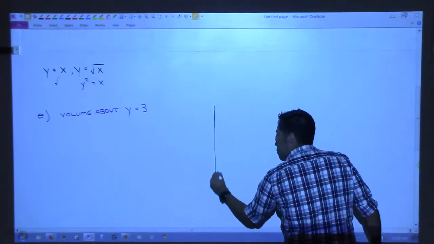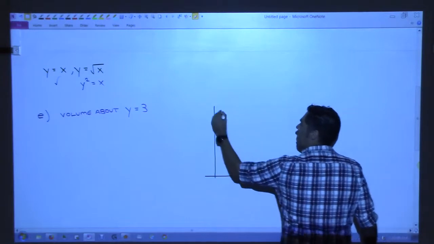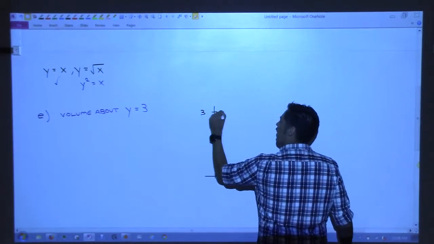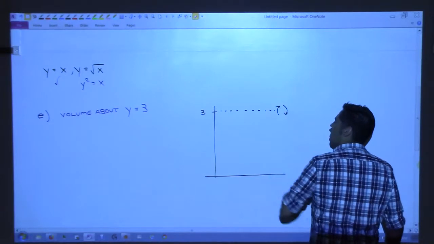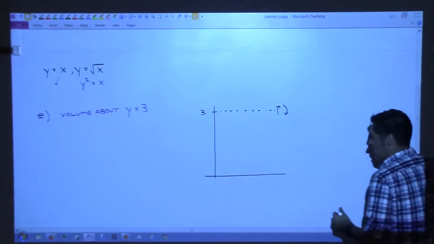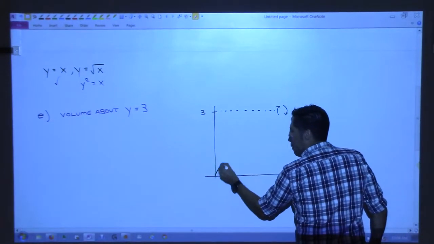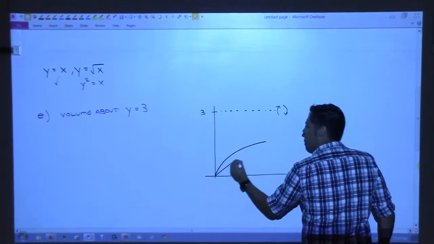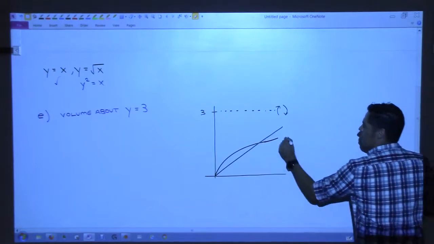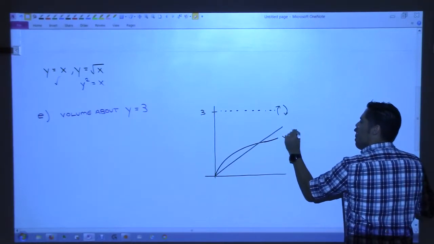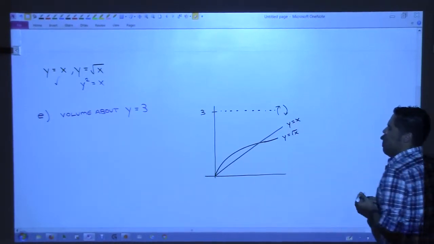This time I'm going to draw it kind of down here because I'm going to be up here at y equals 3. That's my axis of rotation. I forgot to draw my little rotation thing on the last one. I'm going to go a little faster on this one. I've got the root function here, and I've got that function like that. So this is y is root x, y is x.